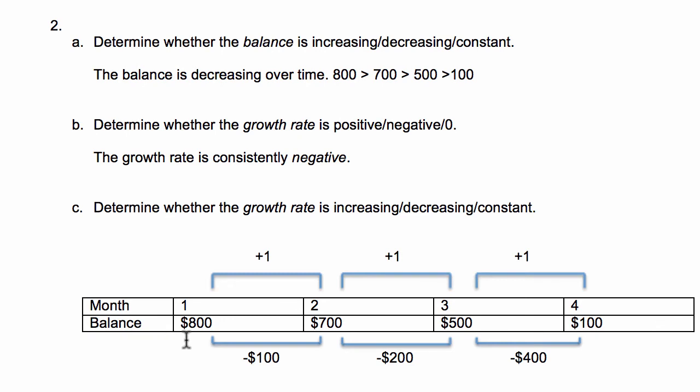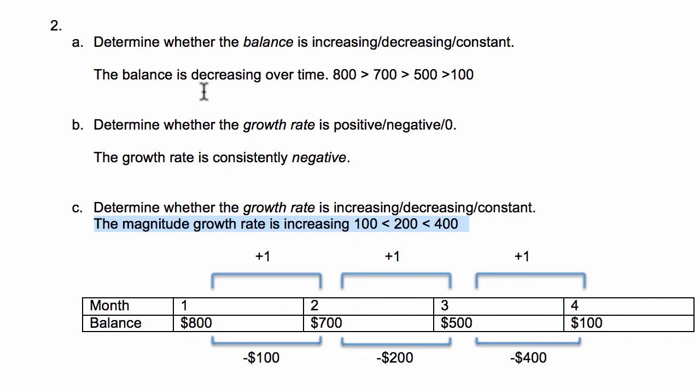The balance is decreasing by $100 from month 1 to month 2, $200 from month 2 to month 3, and $400 from month 3 to month 4. Since the balance is decreasing, the growth rate is indeed negative. From month 1 to month 2, our growth rate is negative $100 per month. From month 2 to month 3, our growth rate is negative $200 per month. And from month 3 to month 4, our growth rate is negative $400 per month. This means the growth rate is increasing in magnitude.